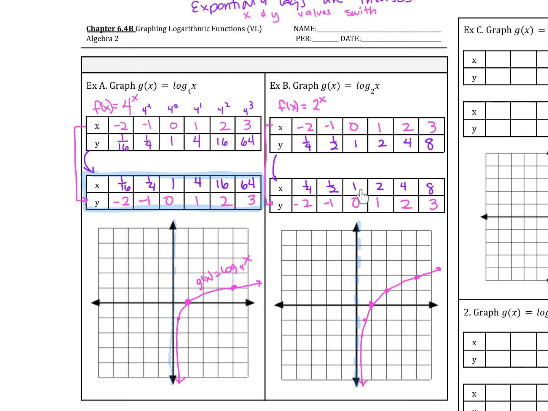I always start in the middle with the point (1, 0). So x is 1, y is 0. When x is 2, y is 1. When x is 4, y is 2. Then I can't go any further than that. Then at x = 1/2, we're at -1. So you can kind of see where it's headed. And then the asymptote is again on the y-axis.